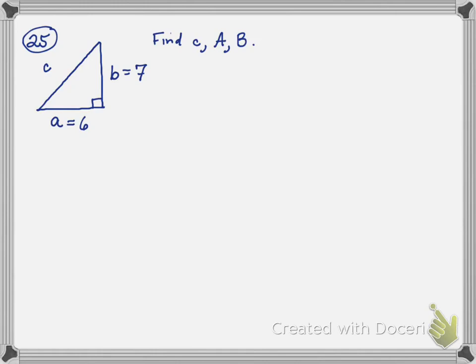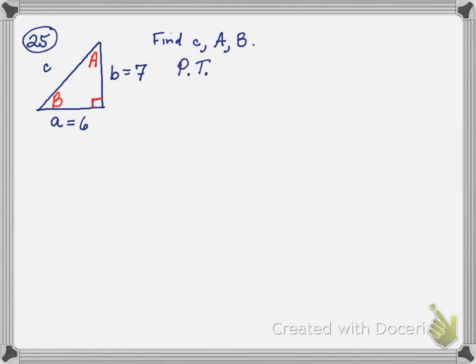Before I start working on this, I'm going to go ahead and place in values. Angle A has to be across from side A, and angle B has to be across from side B. And now I'm ready to solve this. I notice that I have a right triangle, so what that means is I can use the Pythagorean theorem.